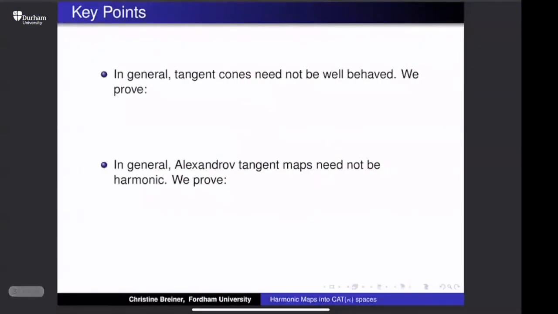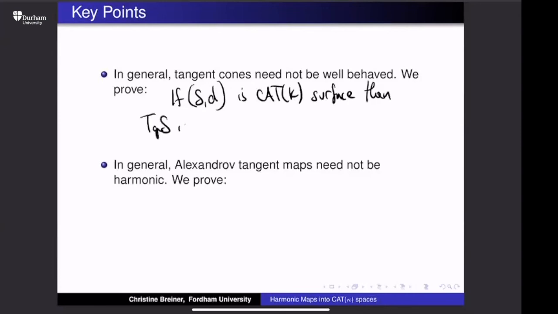So what are the key points here? In general, tangent cones don't need to be well behaved. And so we prove that if we have a CAT(kappa) or locally CAT(kappa) surface, then T sub Q of S is a metric cone over a finite length curve. I think this was known in the metric space community in different ways. They didn't necessarily put the surface condition, but there are other conditions you can put also. So we had the surface condition because we needed it in a few places.